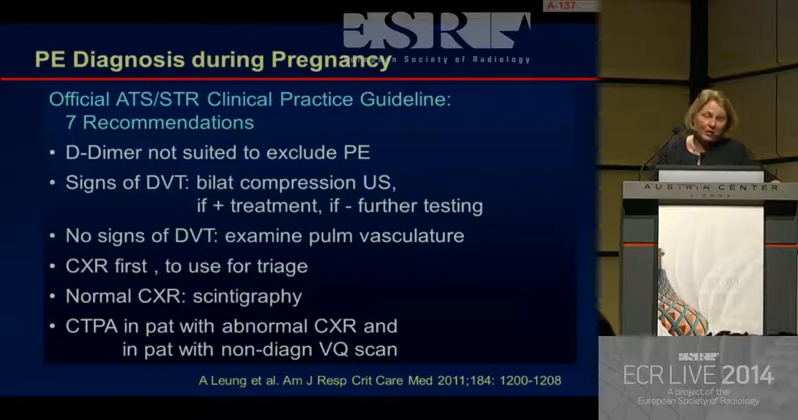However, if the patient does not have any DVT signs, we should go immediately to the examination of the pulmonary vasculature. And now it becomes more interesting. They say, according to these guidelines, the first thing you should do is a chest X-ray to use for triage. And if this chest X-ray is normal, the recommendation is to do a scintigraphy. If the chest X-ray is abnormal, because then you have a high risk of a non-diagnostic VQ scan, then you should go to a CT.